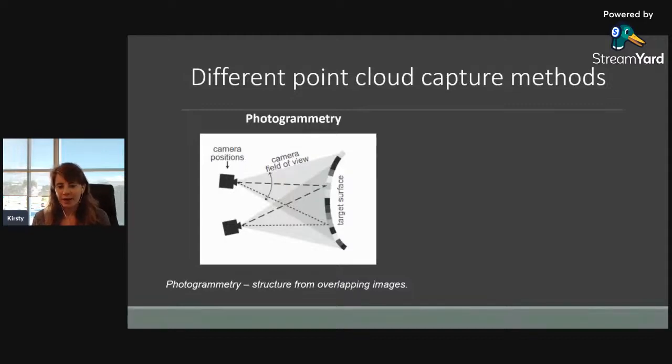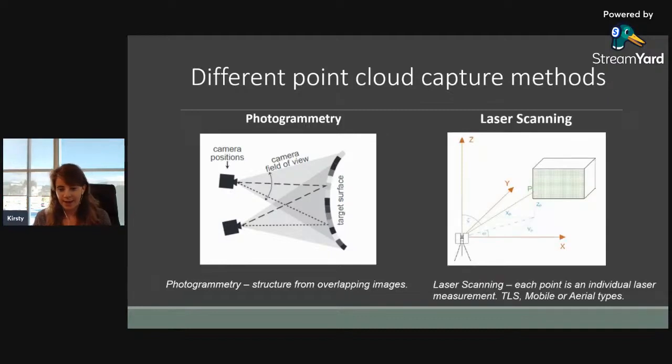So there are 2 main point cloud methods. This is a very general look. There are a few different ways you can do this. But in general, there's photogrammetry, which is getting a series of overlapping images to reconstruct a scene. It's based off the idea of stereopsis, so binocular vision, having at least 2 pictures overlapping so that you can reconstruct the depth of the scene.